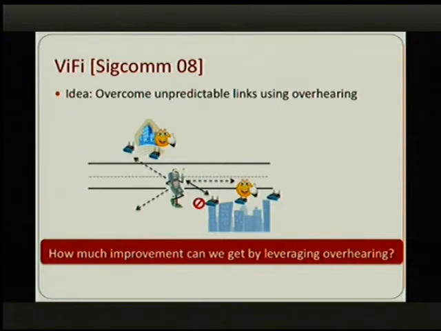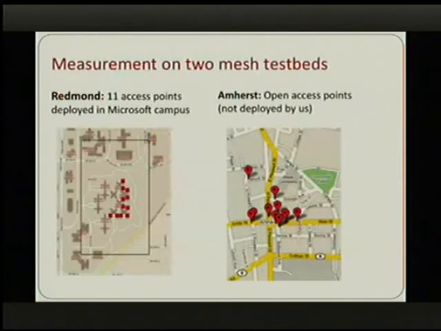To answer this question, we conducted measurements on 2 test beds. The first test bed is in Redmond, where we deployed 11 access points on the Microsoft campus. These red thumbtacks are positions of access points. And 2 Microsoft vans go around the campus and act as mobile nodes. The other test bed was in Amherst. Here we did not deploy the access points. I just used open access points that were already deployed. And the DieselNet buses act as mobile nodes here.